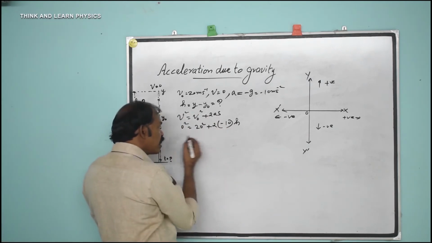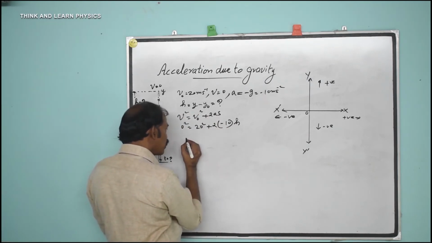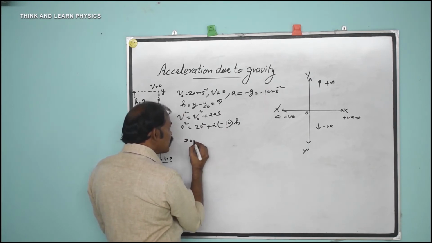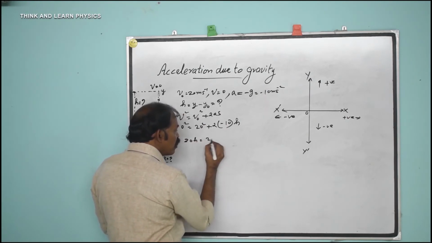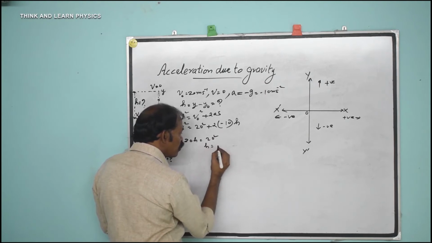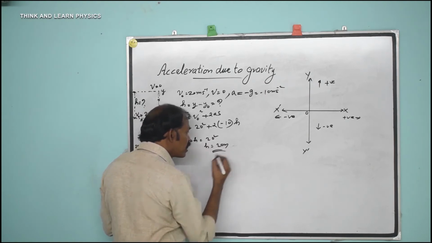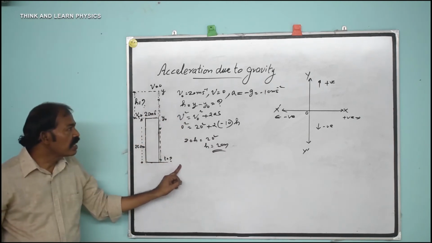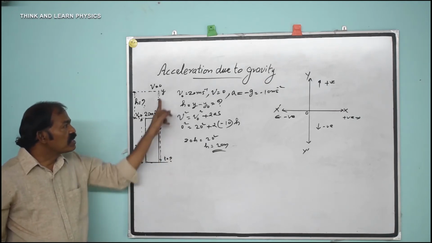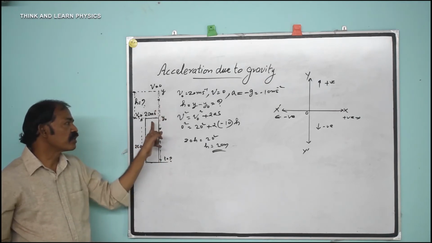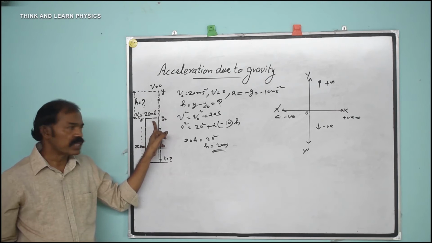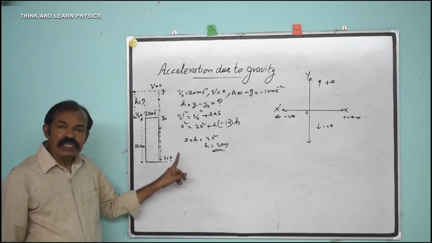So we get, this can be taken to this side. Therefore 20h equals 20 square, or h is equal to 20 meter. We get h, that means the height up to which the ball reaches is 20 meter from the top of the multi-story building.